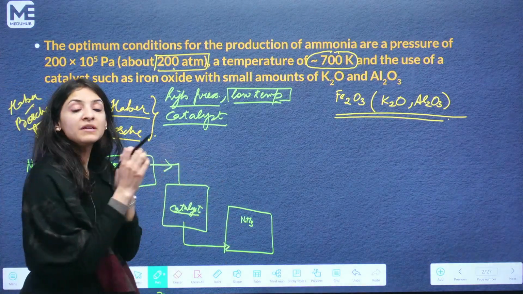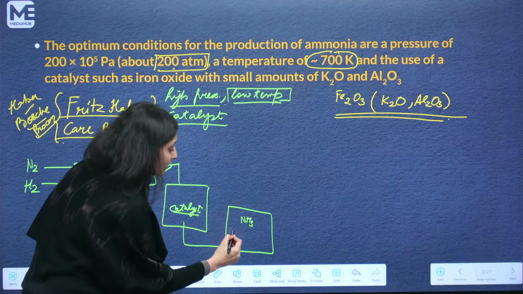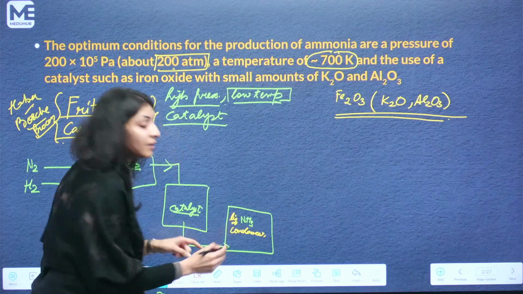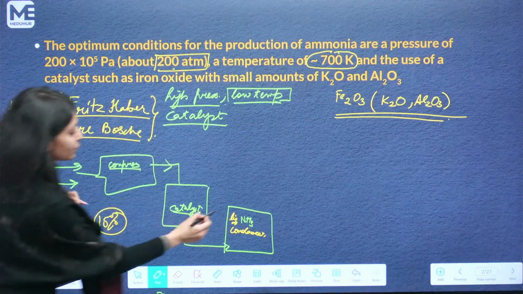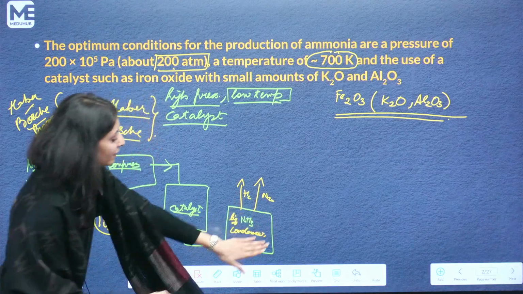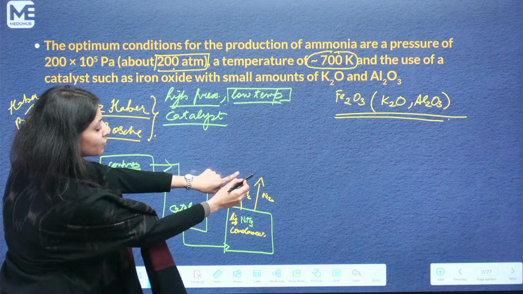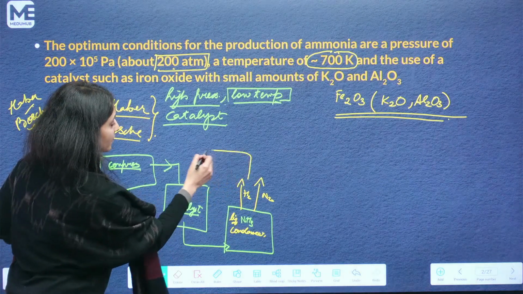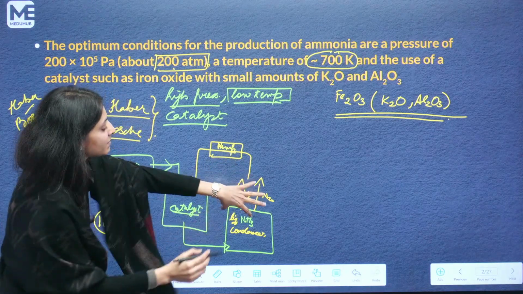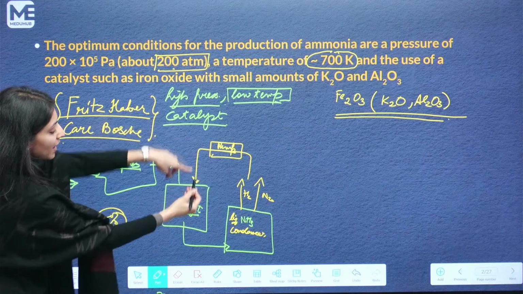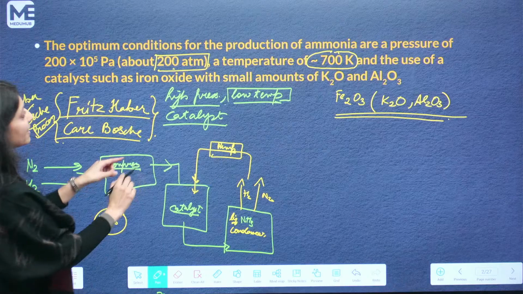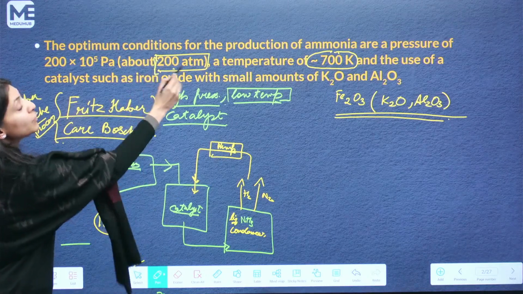Here that 15% of gases which are ammonia now are cooled and condensed, so we get liquid ammonia here. Remaining nitrogen and hydrogen are recycled. So we have liquid ammonia here, and N2 and H2 are recycled here. We have a pump which pulls up these gases from here and then feeds them again into this chamber where the catalyst is. And obviously these gases are again compressed to a pressure of about 200 atmosphere.